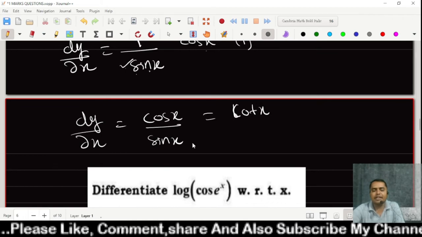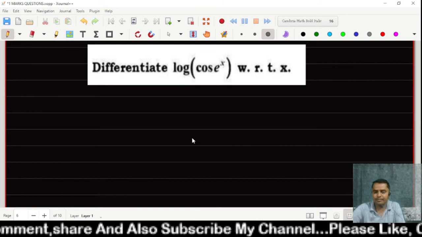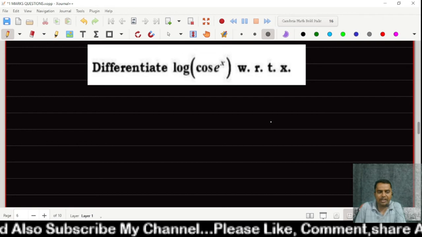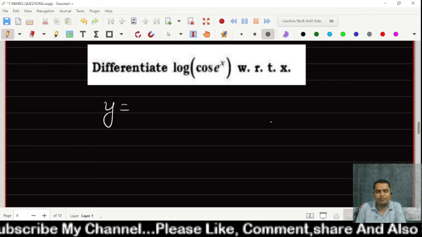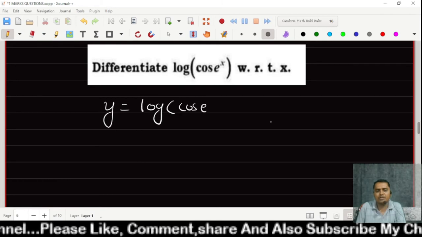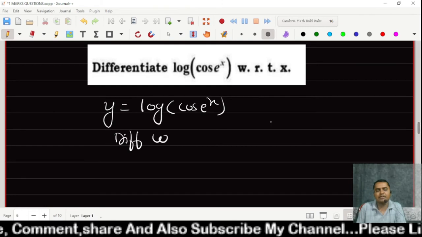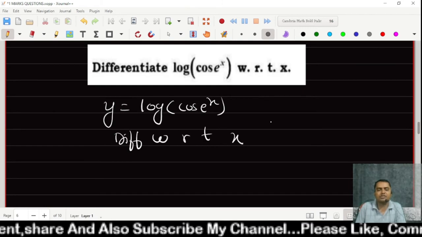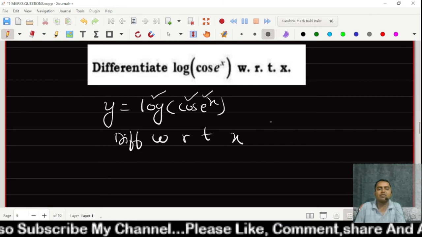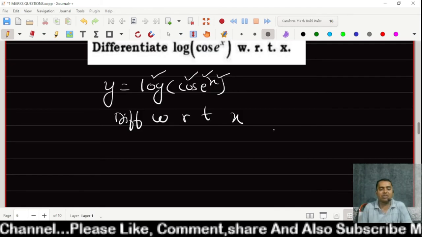Next problem, differentiate log cos e raised to x. Take y is equal to log cos e raised to x. Differentiate with respect to x. Observe this problem. First we are to apply the derivative of log, and derivative of cos, then derivative of e raised to x, then derivative of x. Till the end we have to differentiate.